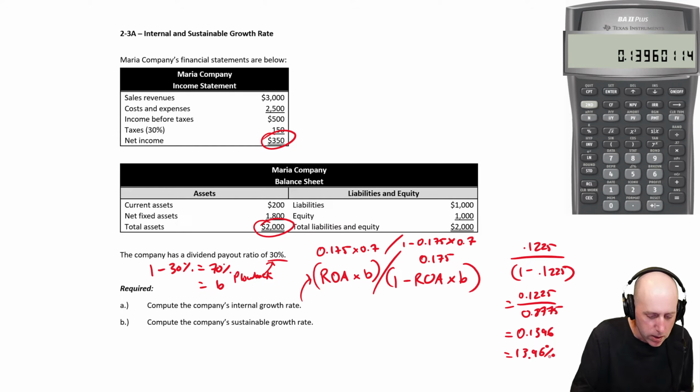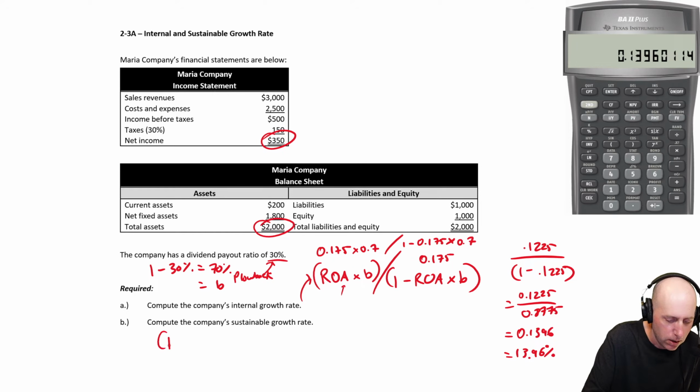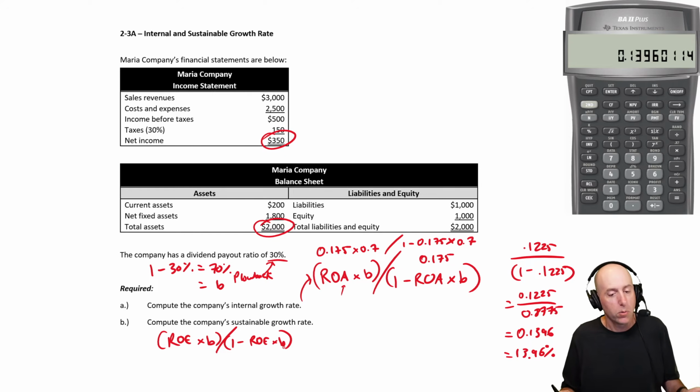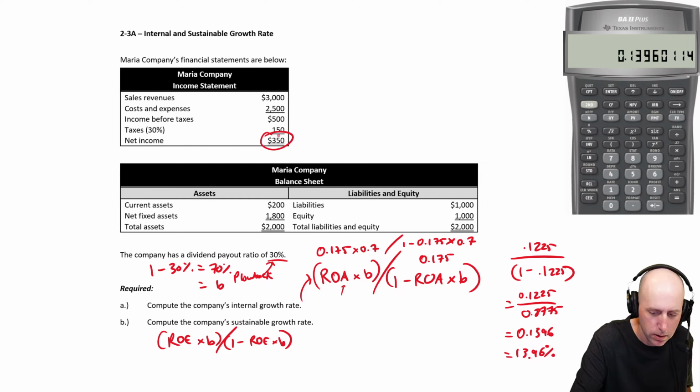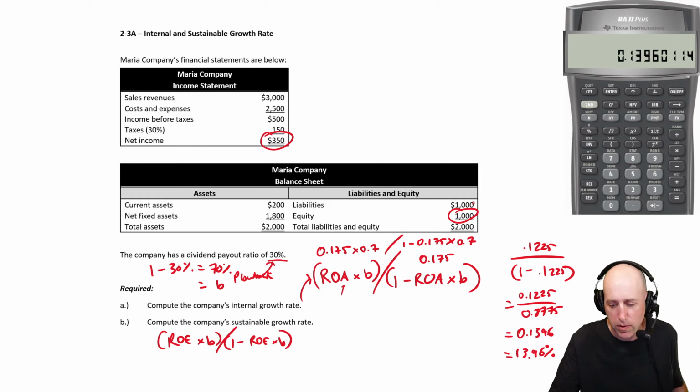So the sustainable growth rate has almost the exact same formula. We just changed one letter. We changed the A in ROA to E, so we use return on equity. Exact same formula otherwise. So the formula is ROE times b divided by 1 minus ROE times b. So what's our return on equity? Well, it's our net income divided by our equity. So net income divided by equity, 350 divided by 1,000 is 0.35.